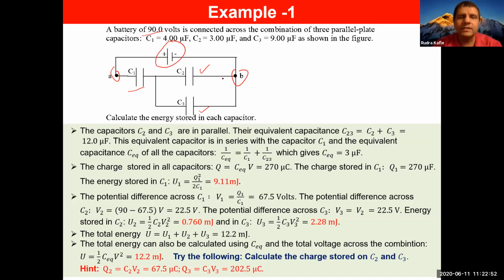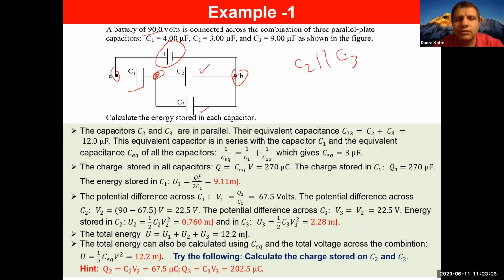To calculate the total energy stored, what you can do is calculate the equivalent capacitance. So how do you calculate equivalent capacitance? This is a mixed combination. First, you need to identify which of these capacitors are definitely in series or definitely in parallel. For example, between this point and this point, capacitors C2 and C3 are in parallel. C2 is parallel to C3.